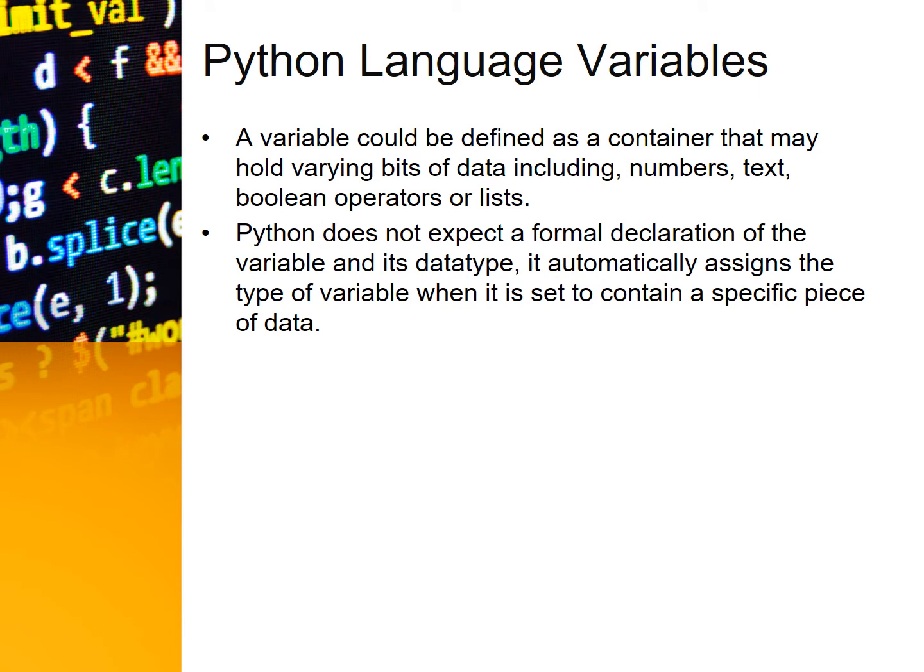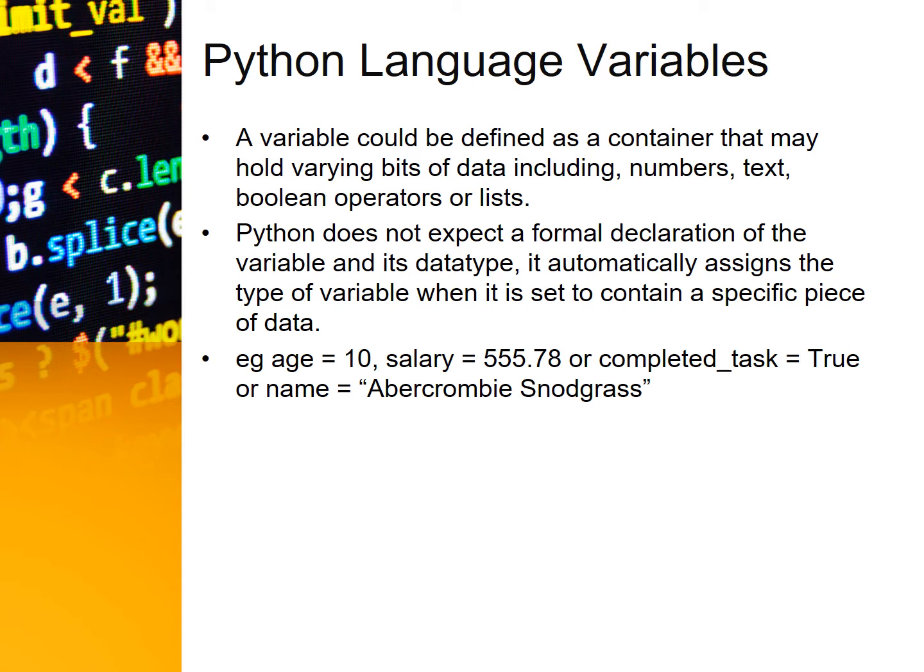Python doesn't expect a formal declaration of the variable and its data type. Some languages require you to set up a definition of a variable at the start of a program before you actually use it. With Python, all you need to do is say variable equals something, and immediately Python will recognize the type of variable that it will be, and we'll explain that in a minute. So, for instance, age equals 10. Immediately it sees it's a number, and in fact it's going to be an integer. There's no decimal places. Where salary equals 555.78 means that salary will be a variable that holds numbers with decimal places.